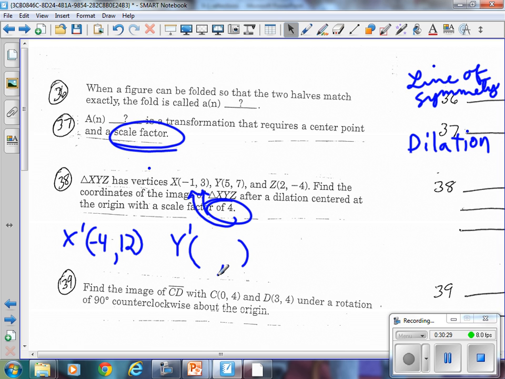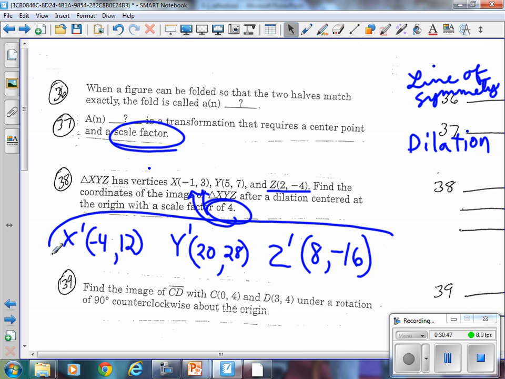4 times 5 is 20. 4 times 7 is 28. Then z prime, multiply both those by 4. So 4 times 2 is 8. 4 times -4 is -16. Those are your new coordinates.